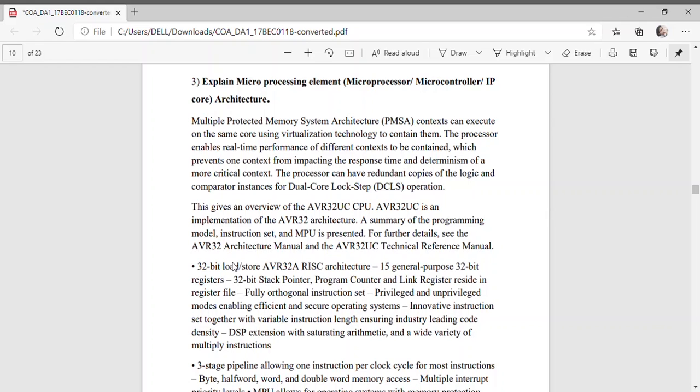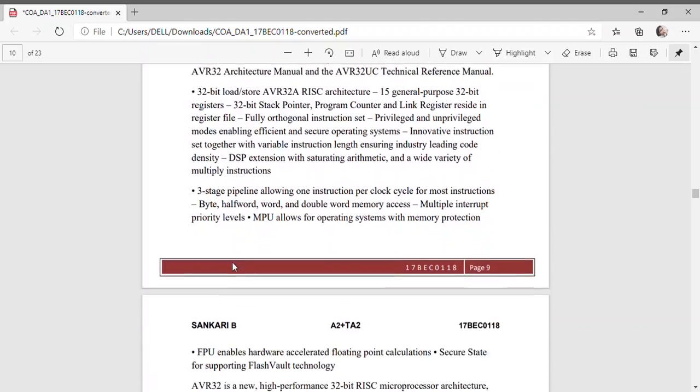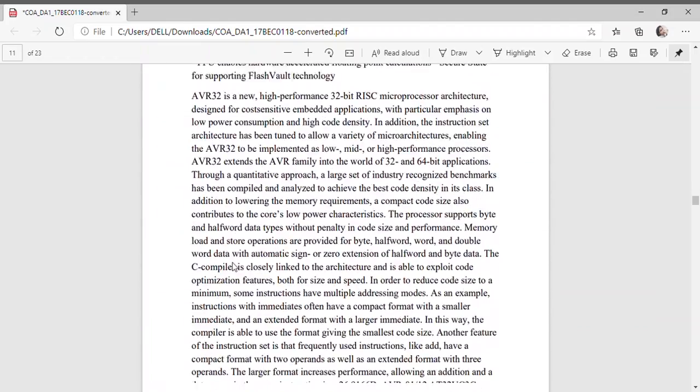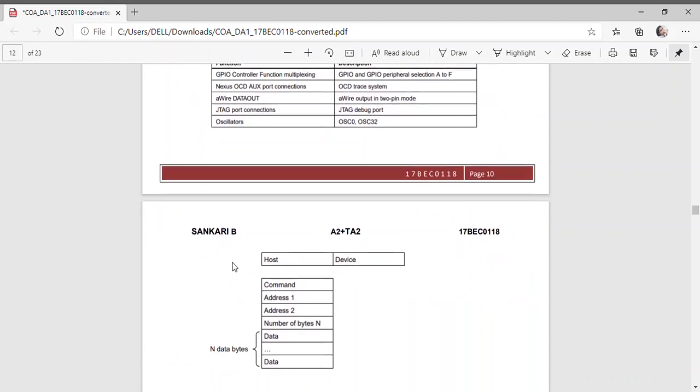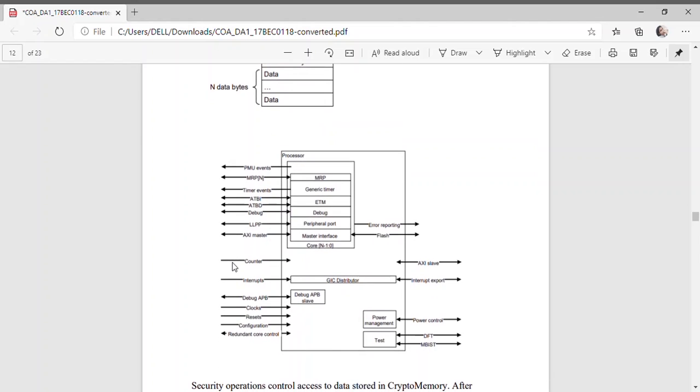So about this architecture, it is a new high-performing 32-bit RISC architecture. This architecture was designed for cost-sensitive embedded application with particular emphasis on low power consumption and high core density. All of these are clearly explained here. Different functions and descriptions are explained as well. In the diagram here, I drew this with the help of draw.io again.